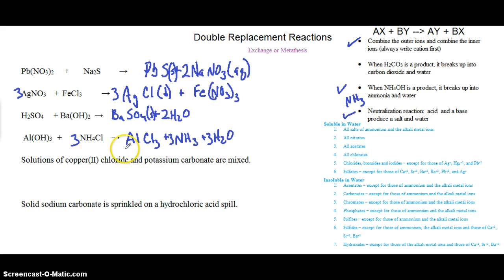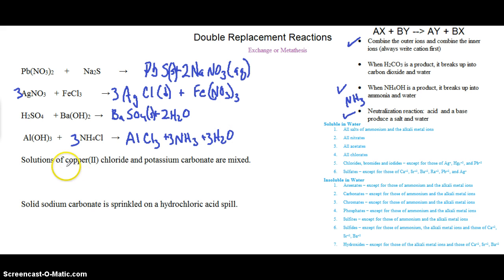So if I look at that, my aluminums are good, my chlorides, I have 3 of each of those, my N's are okay. These H's are all over the place. Let me check those. I have 3 times 3, I have 9, plus 6, that'd be 15. I have 12, plus 3 over here is 15, so everything balances out. So I'm in good shape there.